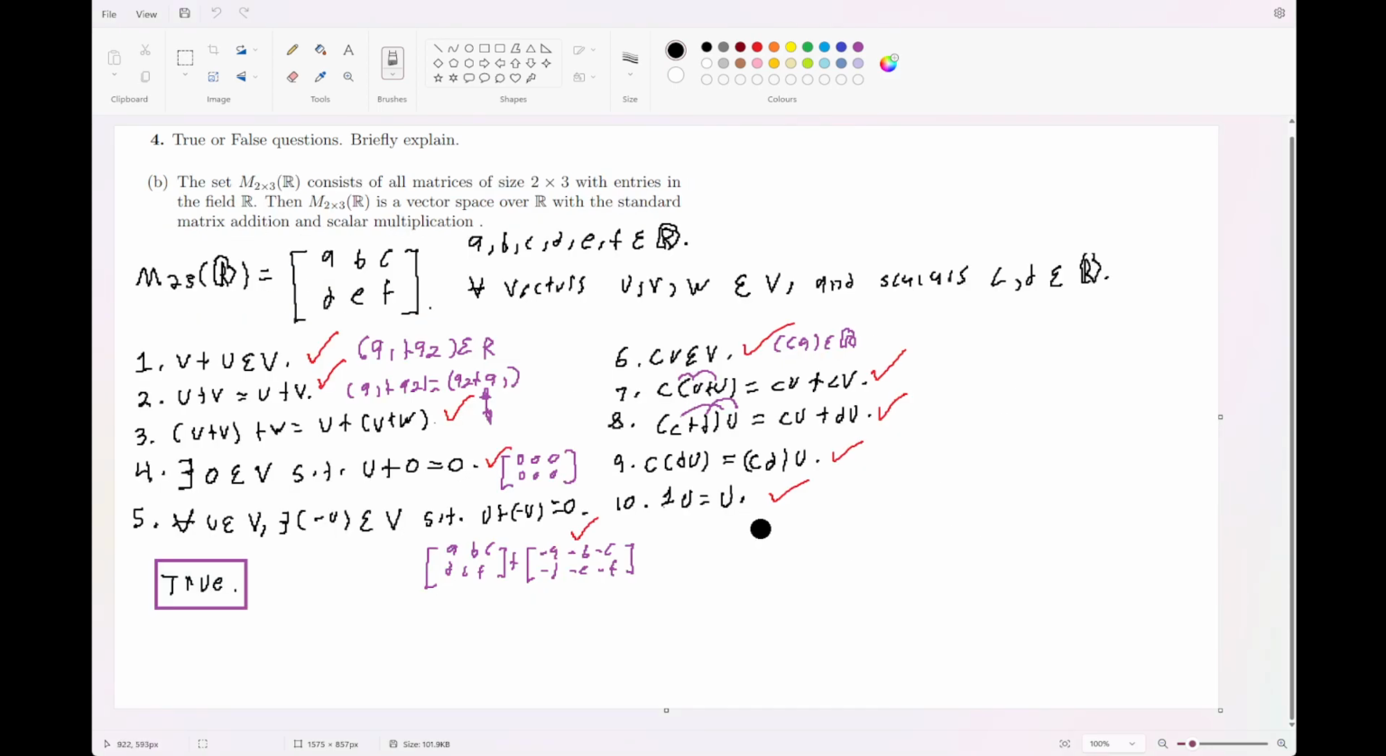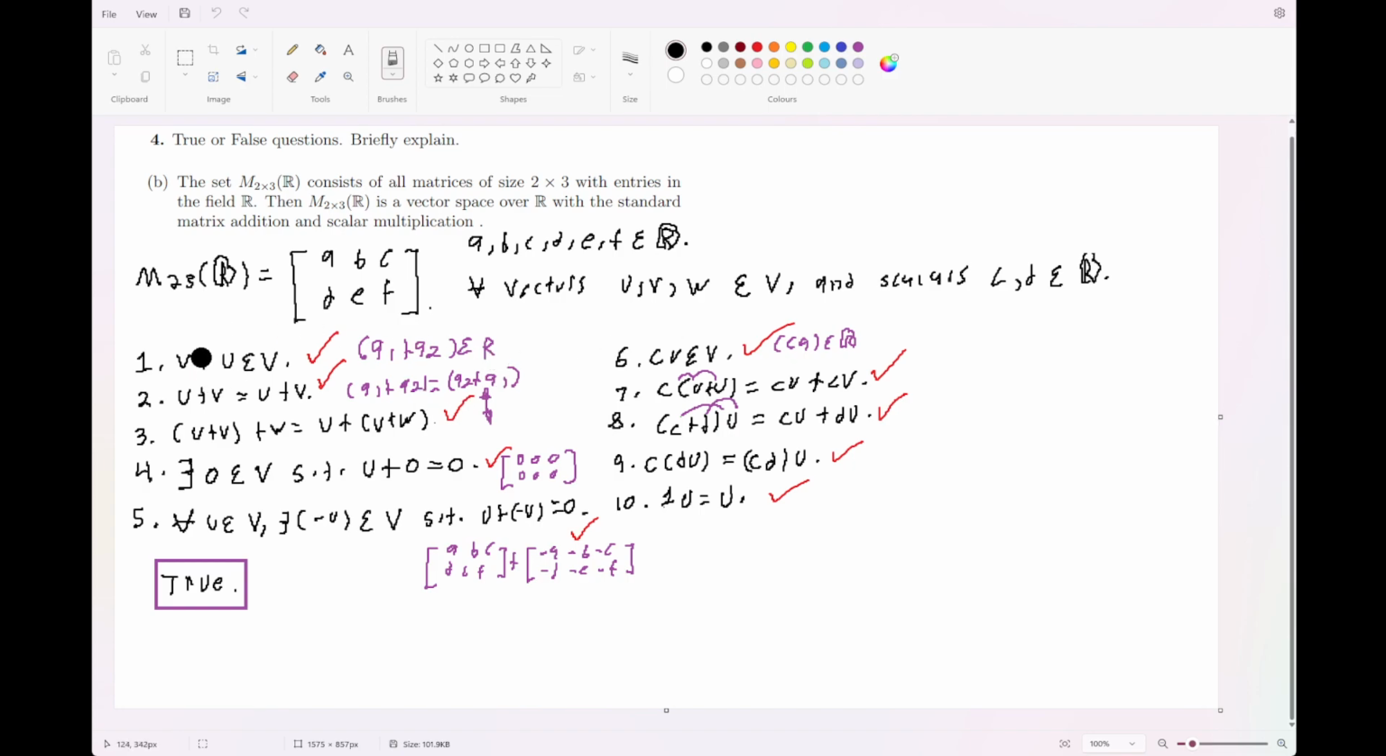So then we have the last one. The set M2x3(R) consists of all matrices of size 2 by 3 with entries in the field R. Is M2x3(R) a vector space over R with the standard matrix addition and scalar multiplication? This is going to be true, right? So we define some standard M2x3(R) matrix right here with a, b, c, d, e, f elements of R. It follows all the properties for all vectors u, v, w elements of our vector space, and scalars c, d elements of R. I didn't run through the exact proof for this, but I just brought a pretty quick explanation for it.